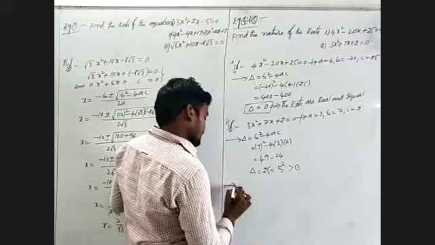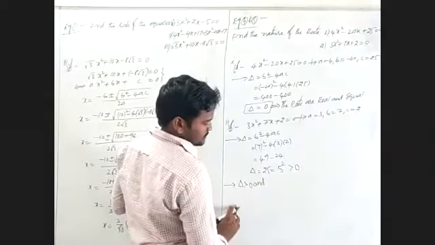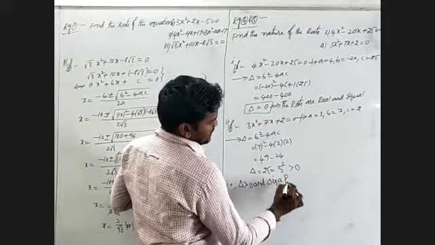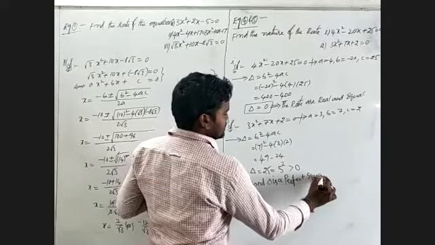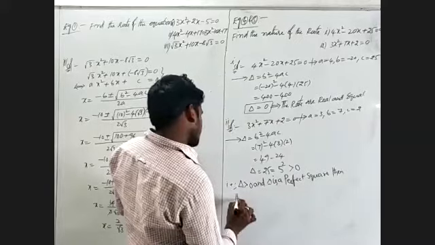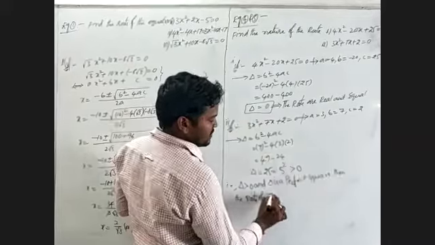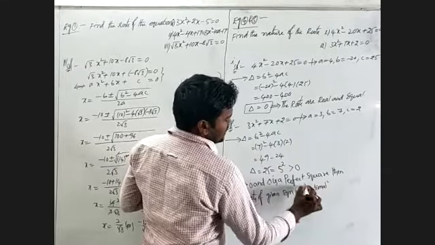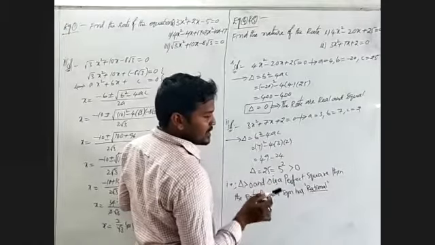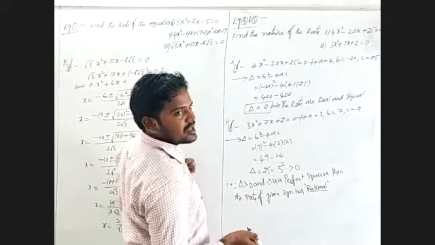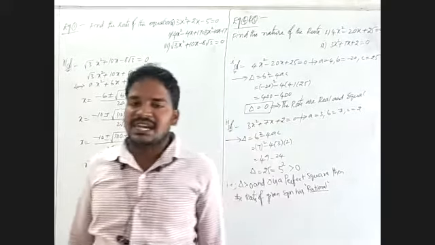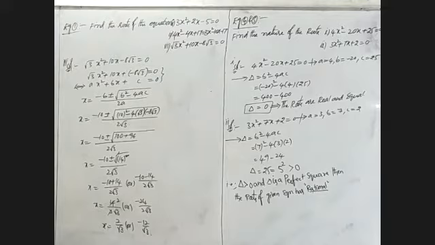Here we'll write: given, delta is greater than 0 and delta is a perfect square, then the roots of the given equation have rational roots. Already we discussed this type of problem. If delta value is greater than 0, then the roots are real and unequal. But if delta is greater than 0 and a perfect square, then the roots of the given equation are rational. Now I am going to the next one.